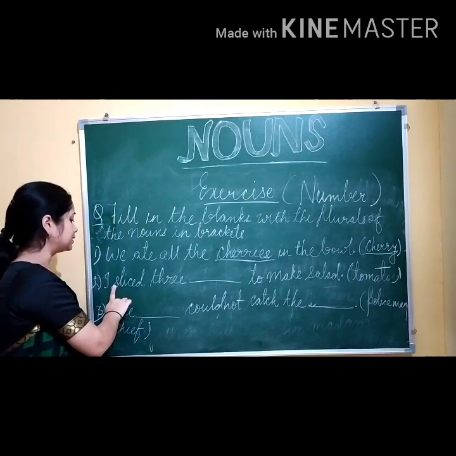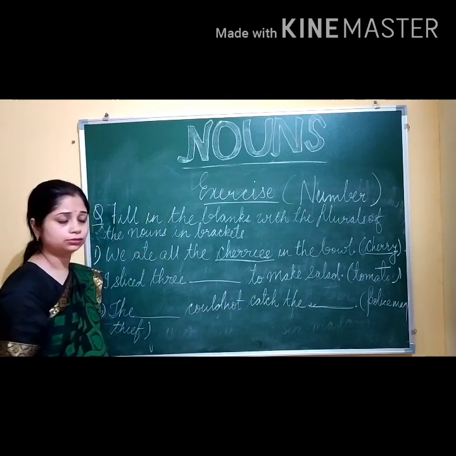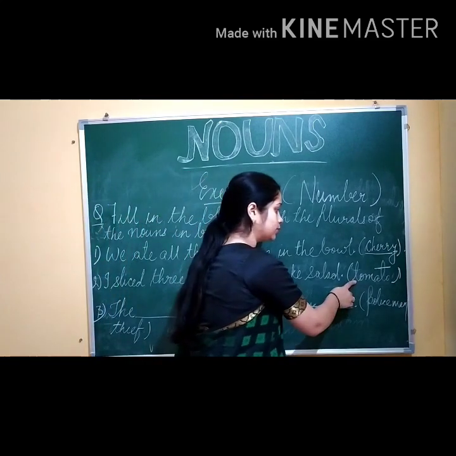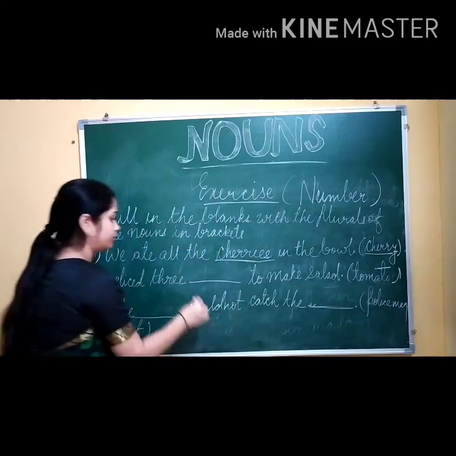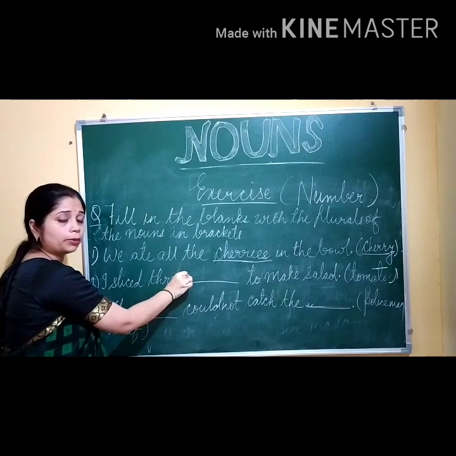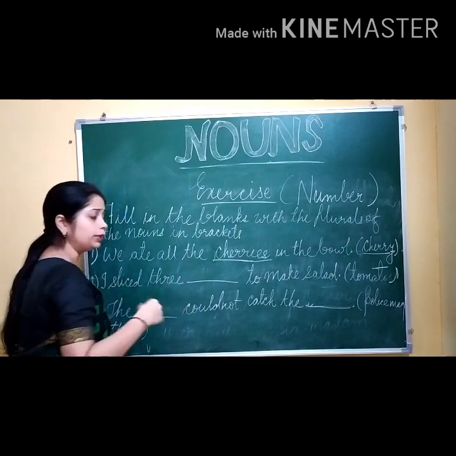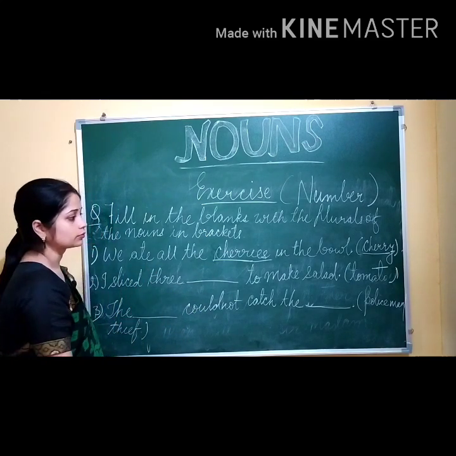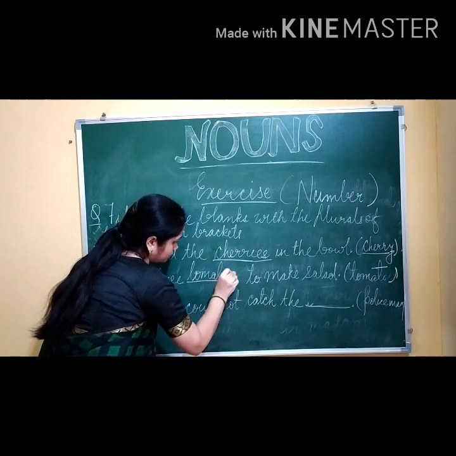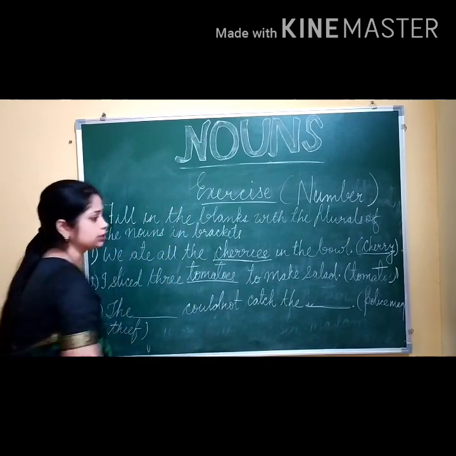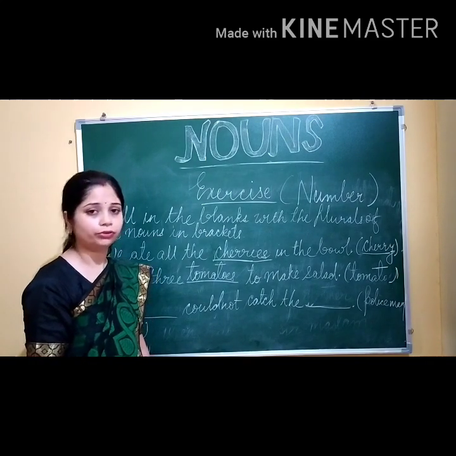Next one, I sliced 3 dash to make salad. In the bracket, the word is tomato. Now, tomato will be changed to plural form by adding es to it. We just have to add es to tomato to change it into plural form, tomatoes.